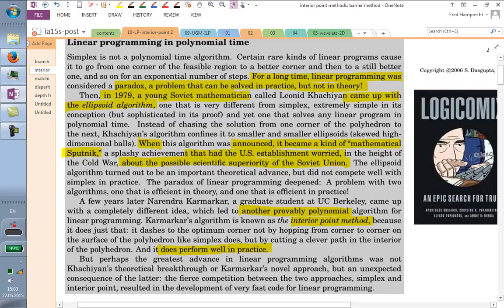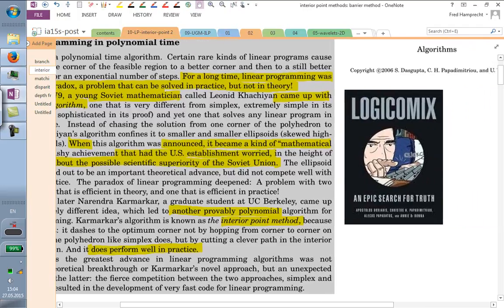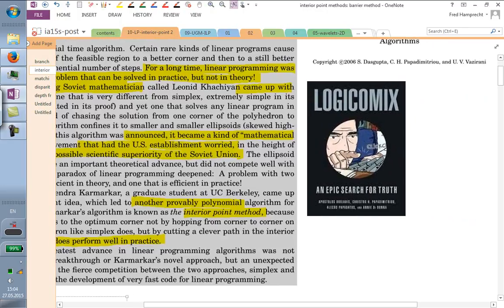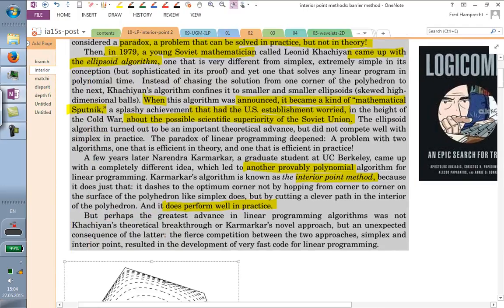And just by the way, this Papadimitriou is the same Papadimitriou who is also an author on this book, Logic Comics, which I can recommend if you're interested. It sheds a light on a particular branch of philosophy, and it gives a light-hearted account. It's a comic book. I quite like it.